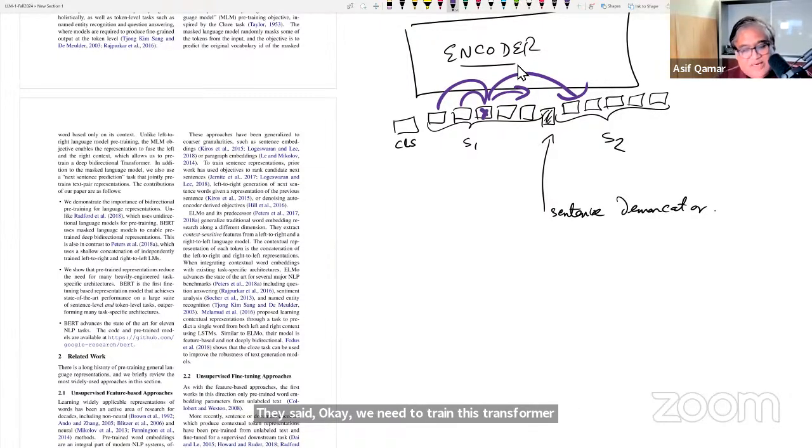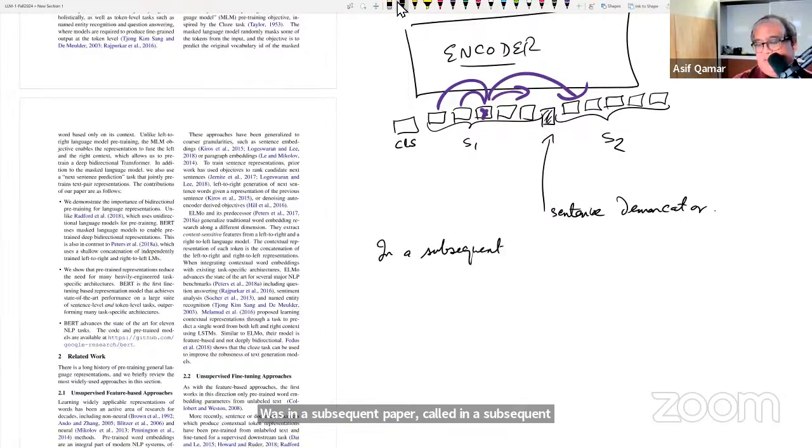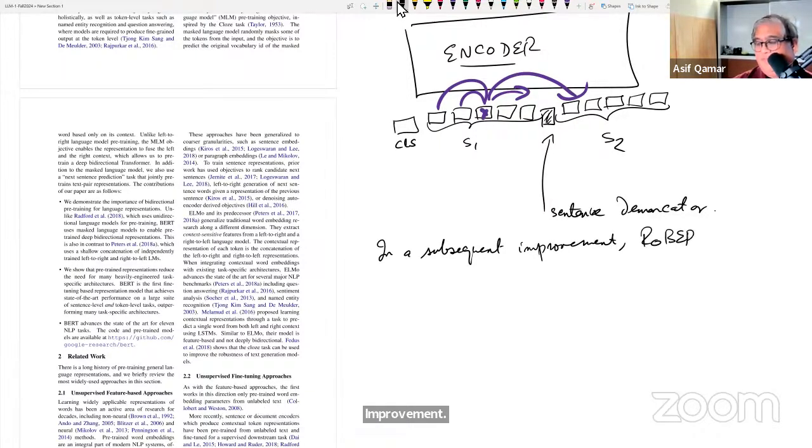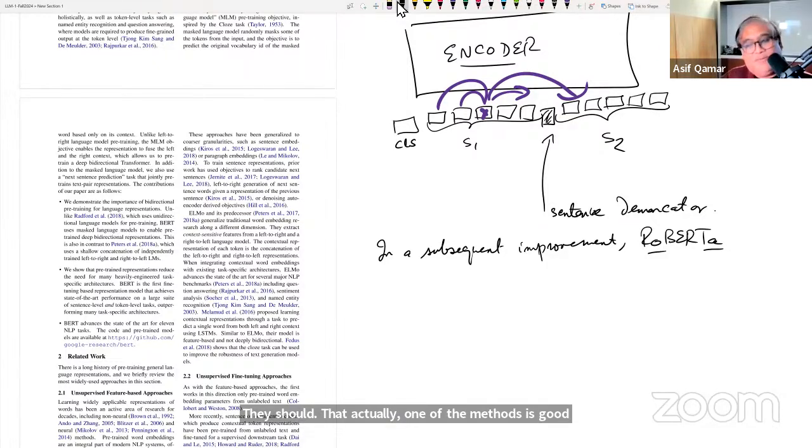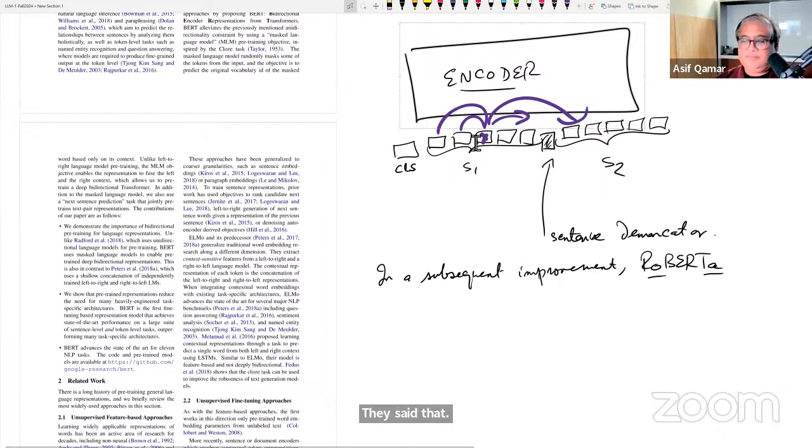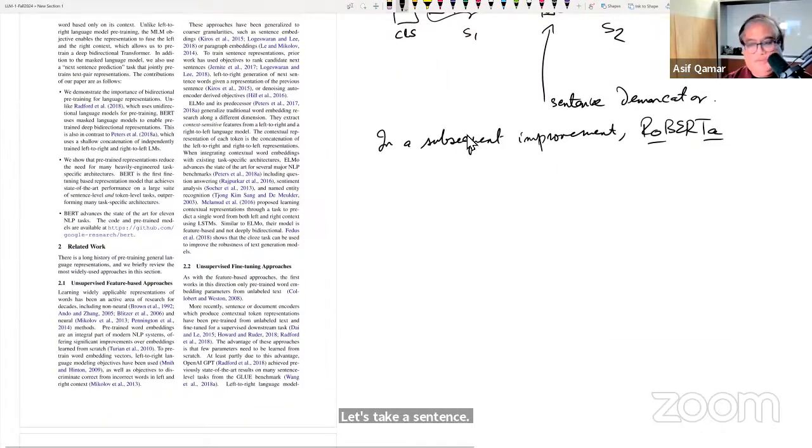Now, I will tell you, it has multiple methods to do it, but the one that has survived, and in fact, was in a subsequent paper, a subsequent improvement, RoBERTa. You notice the word BERT in there? RoBERTa. They showed that actually one of the methods is good enough. And in fact, better to use just one method. So I'll teach you that one method from this paper. What they did is, they said, let's take a sentence. The cow jumped over the moon.